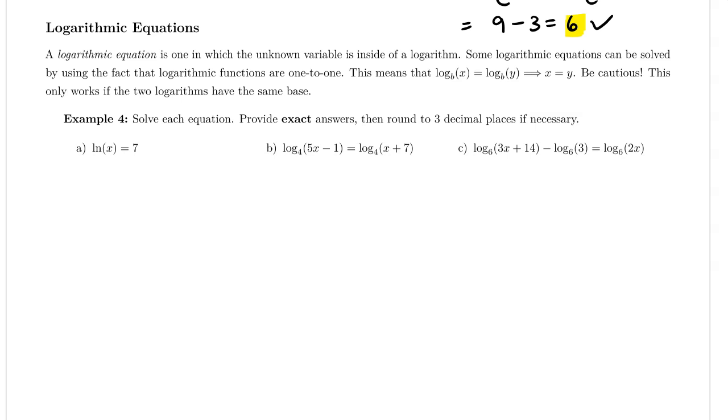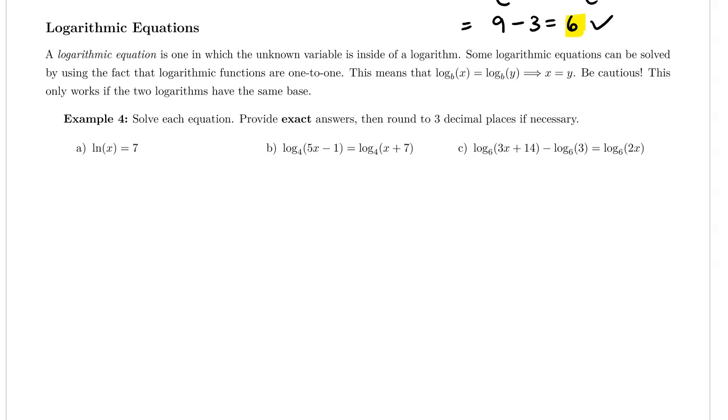Let's move on to talking about logarithmic equations. A logarithmic equation is one in which the unknown variable is inside of a logarithm. Some logarithmic equations can be solved by using the fact that logarithmic functions are one-to-one. This means that if you have a single logarithm equal to another single logarithm and they have the same base, then their insides have to be equal. Be cautious, this only works if the two logarithms have the same base.